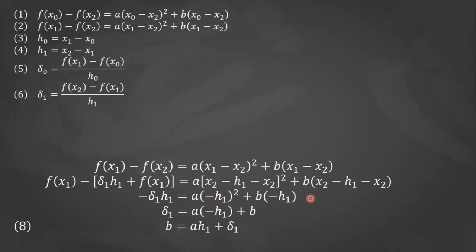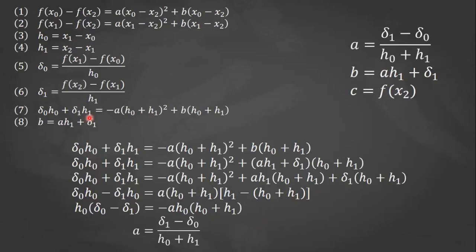Now, as you may have observed, ang common diri kay si negative h sub 1. So, cancel na ni si negative h sub 1, mabilin, delta sub 1 equal to a times negative h sub 1 plus b. So, therefore, b is just equal to, ato lang i-transfer dito sa pikas. So, mao na daw nang b is equal to a h sub 1 plus delta sub 1.